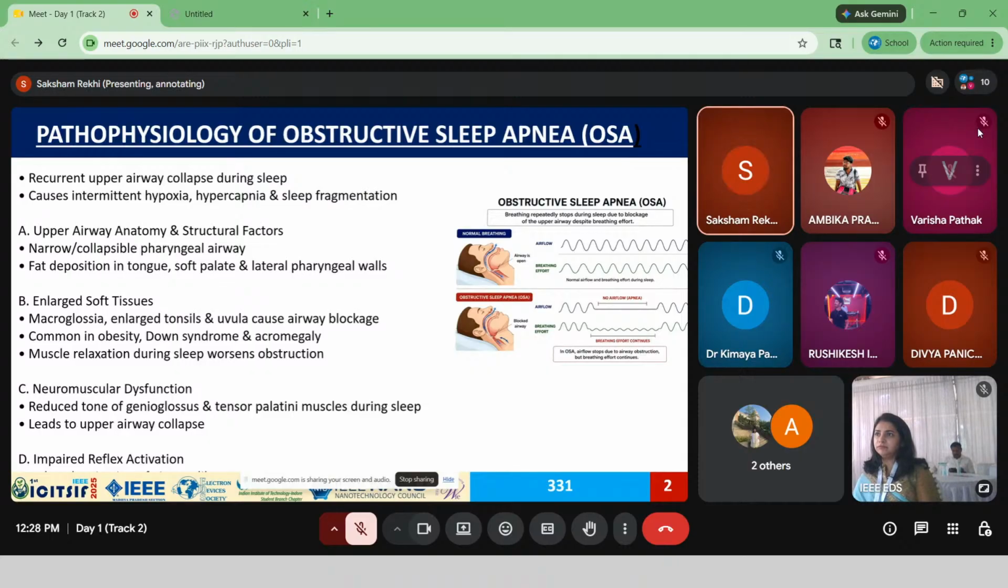Enlarged soft tissue is also another cause, which includes macroglossia, enlarged tonsils, and uvula causing airway blockage, common in obesity, Down syndrome, and acromegaly. Neuromuscular dysfunction is another cause, which includes reduced tone of genioglossus and tensor palatini muscle during sleep. It leads to upper airway collapse. Impaired reflex activation is also another major cause.